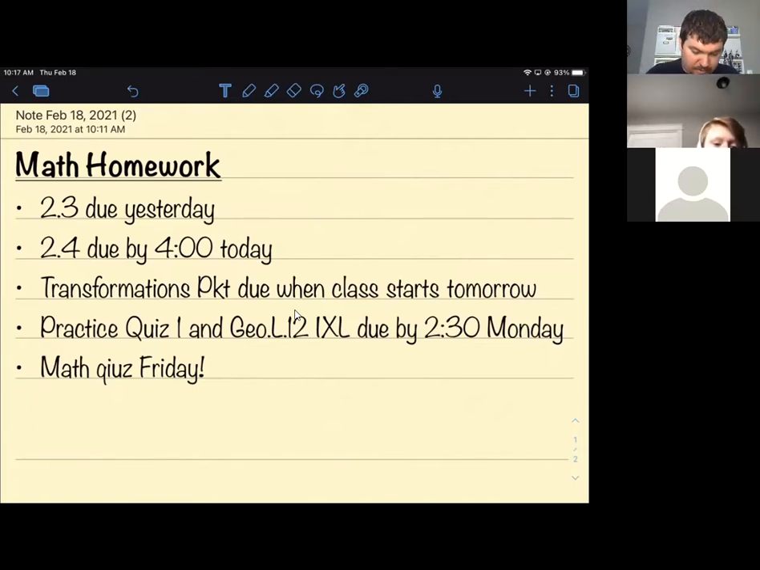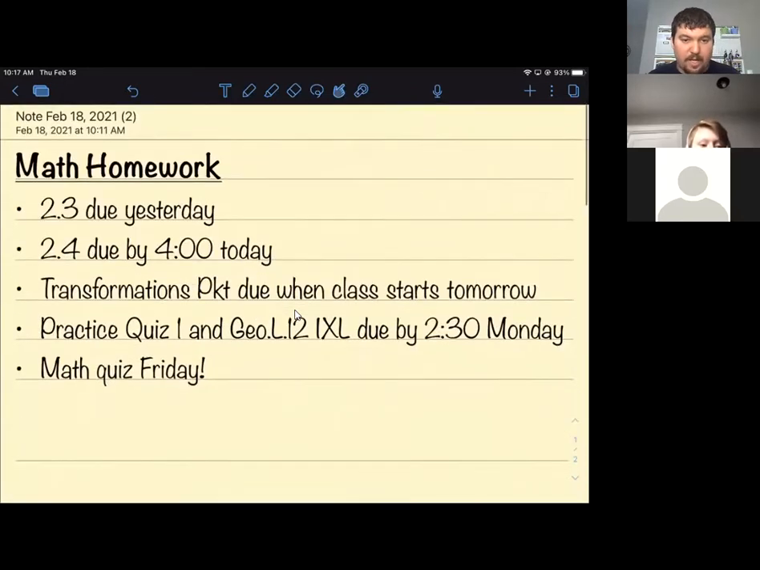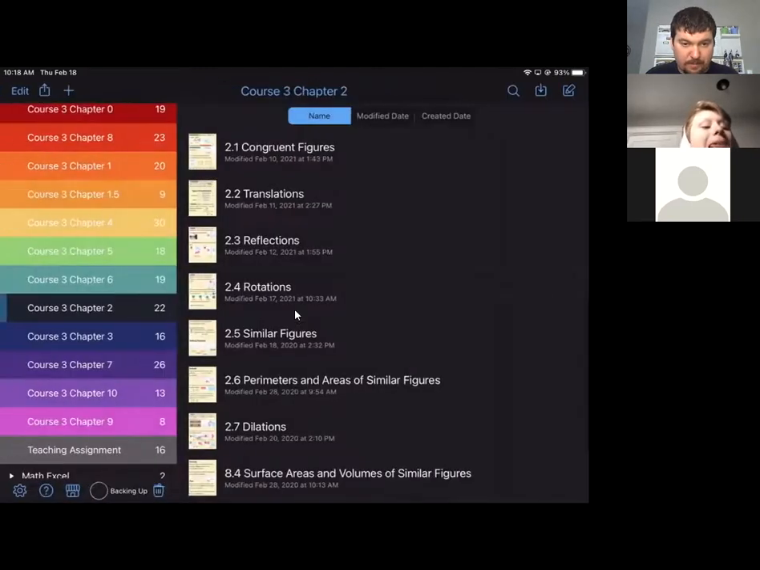So I just noticed I spelled quiz wrong. Can't type. And then we have a math quiz tomorrow over congruence, which was section 2.1, the really easy section. And then 2.2, 2.3, and 2.4 are translations, reflections, and rotations. So that's what's due, and we have a quiz tomorrow over everything. So let's go ahead and get started with our practice quiz.